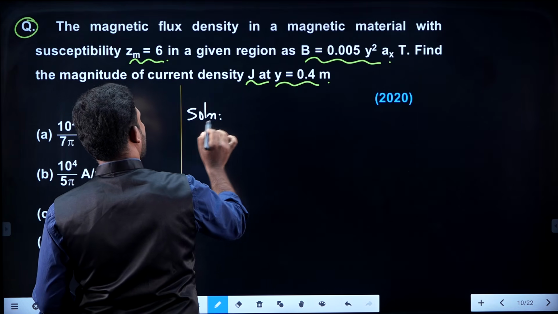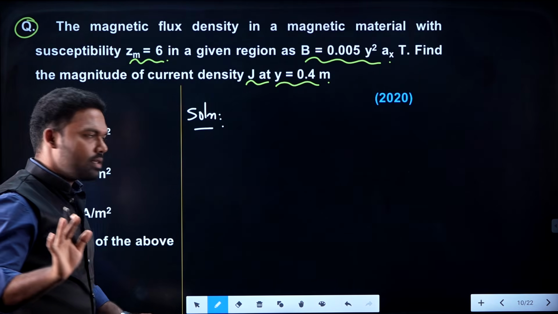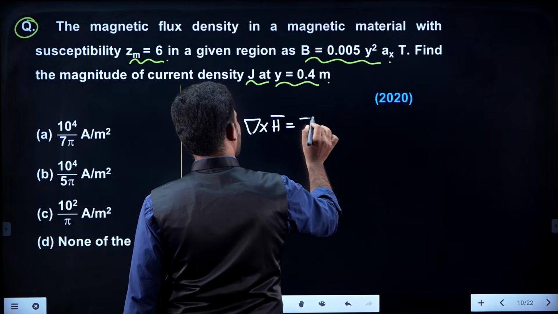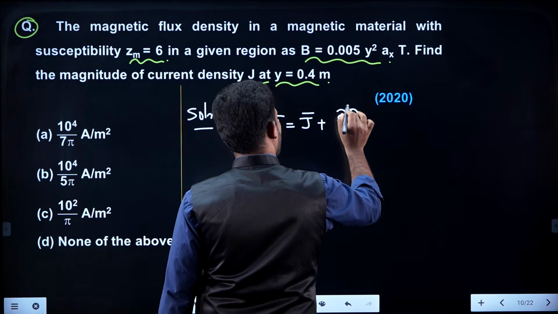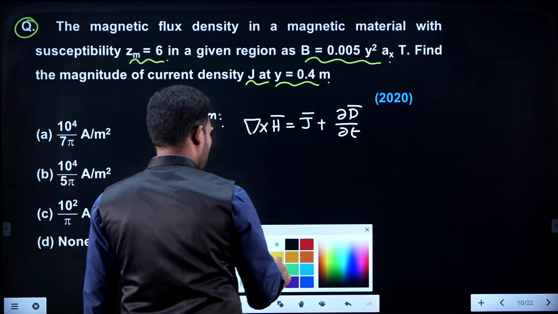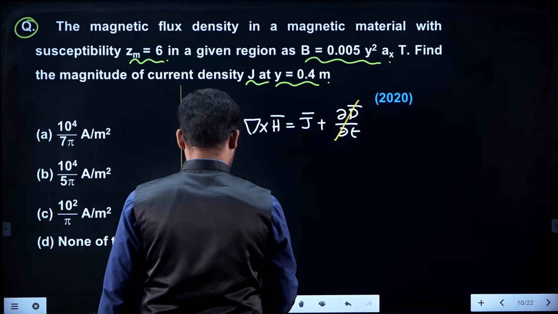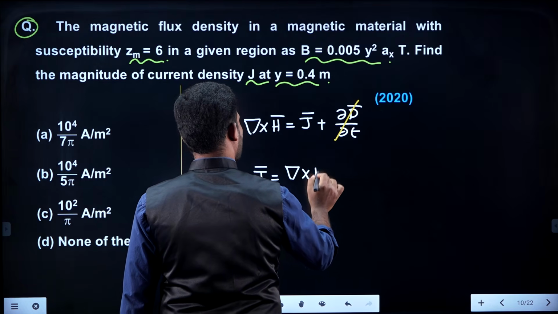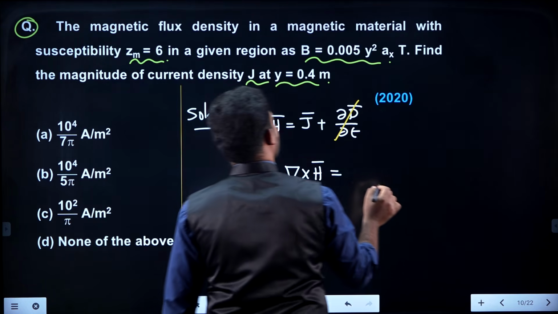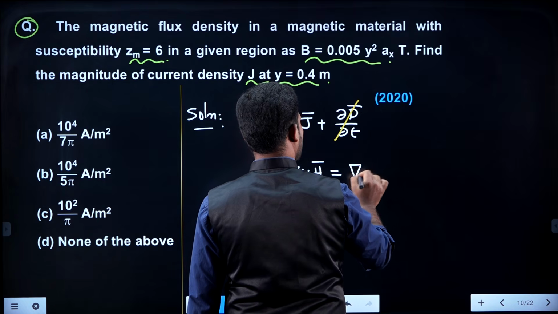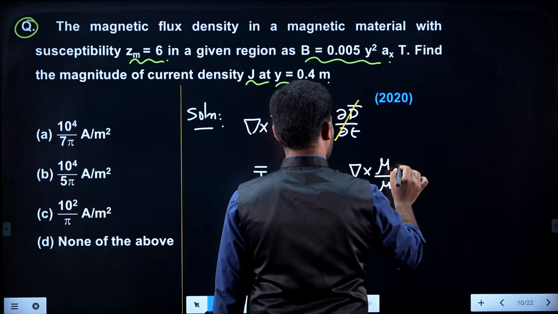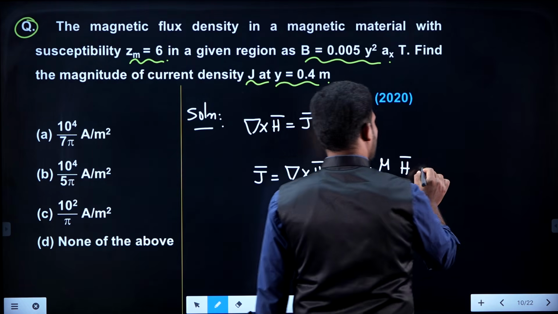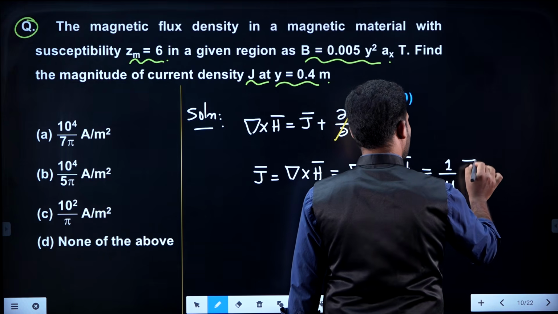See how questions are directly formula based. What we know is del cross H is equal to J plus dou D by dou t. So, it is not dependent on the time, so this is 0. So, J is equal to del cross H, but what is given is B. So, you can multiply and divide by mu, mu into H. Mu into H is nothing but B. So, it is 1 by mu, you can take it out. So, del cross B.